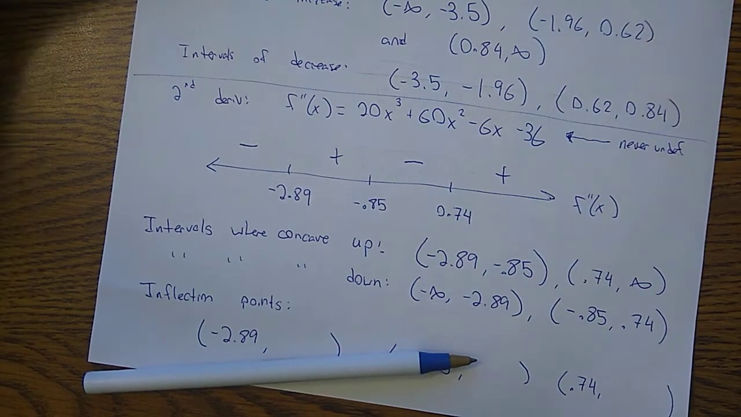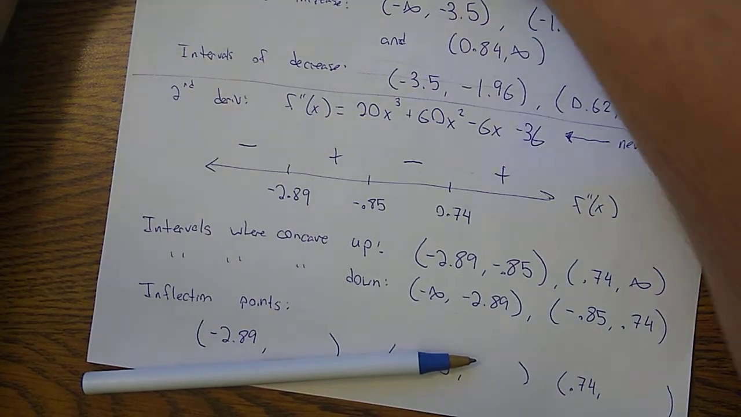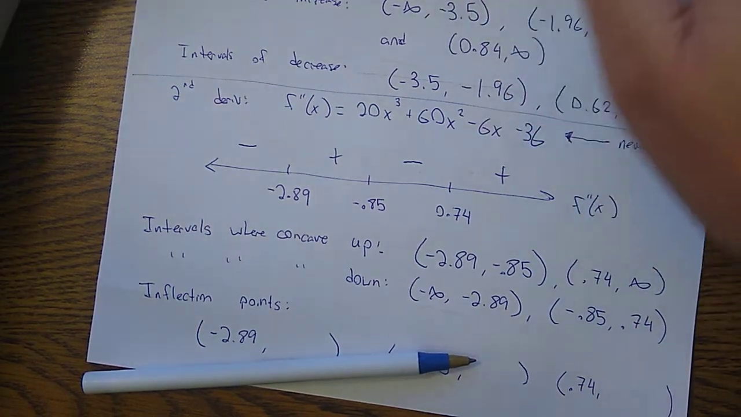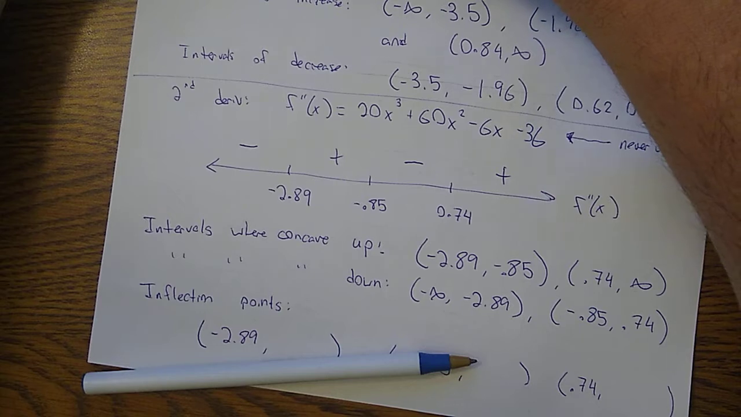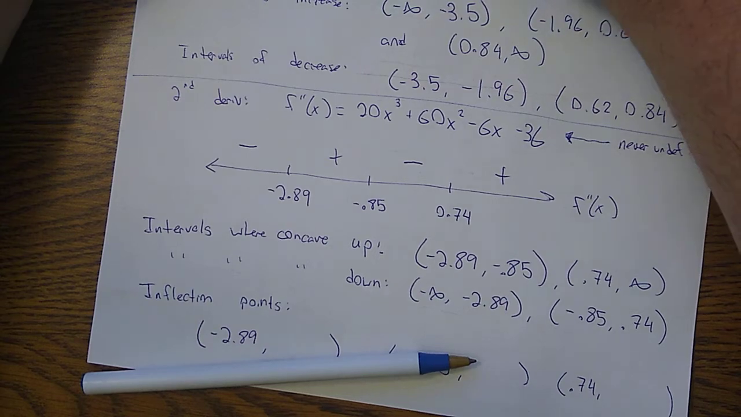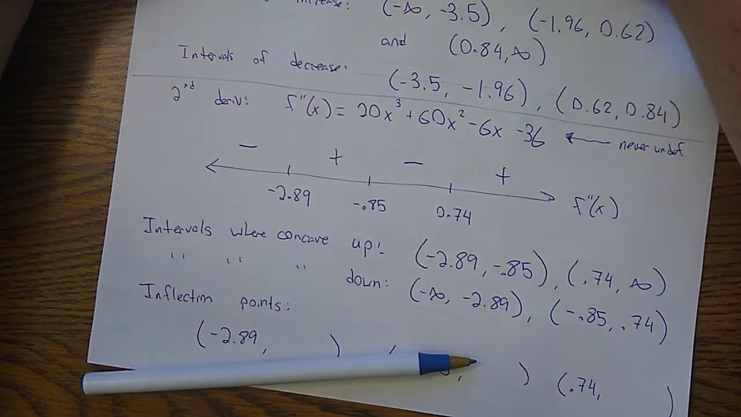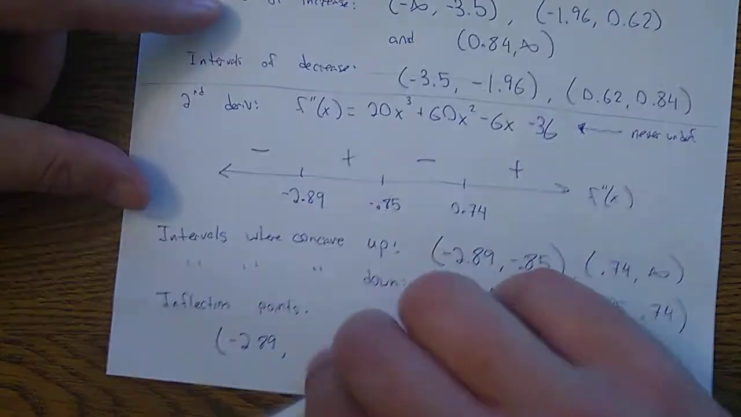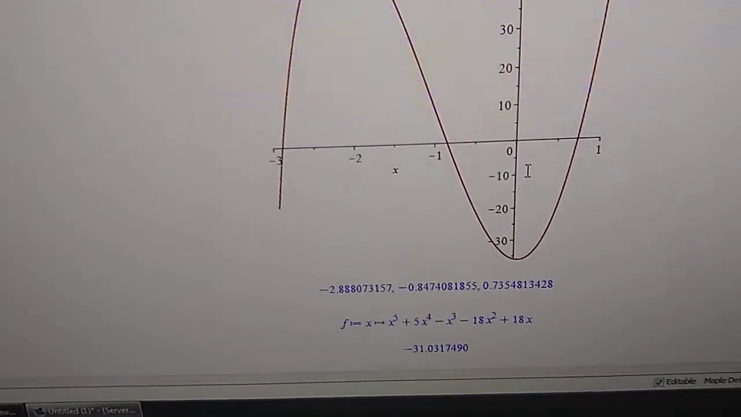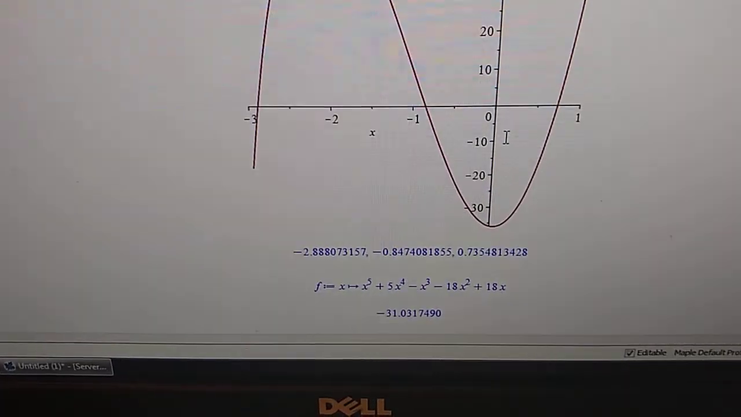x to the 4th minus x cubed minus 18x squared plus 18x. I'm just entering the original function into Maple. And then what is f of negative 2.89? I get, yeah, so I'll show you the screen. So yeah, I just typed in the function and then I asked what is f of negative 2.89, and it told me that. Negative 31.03.